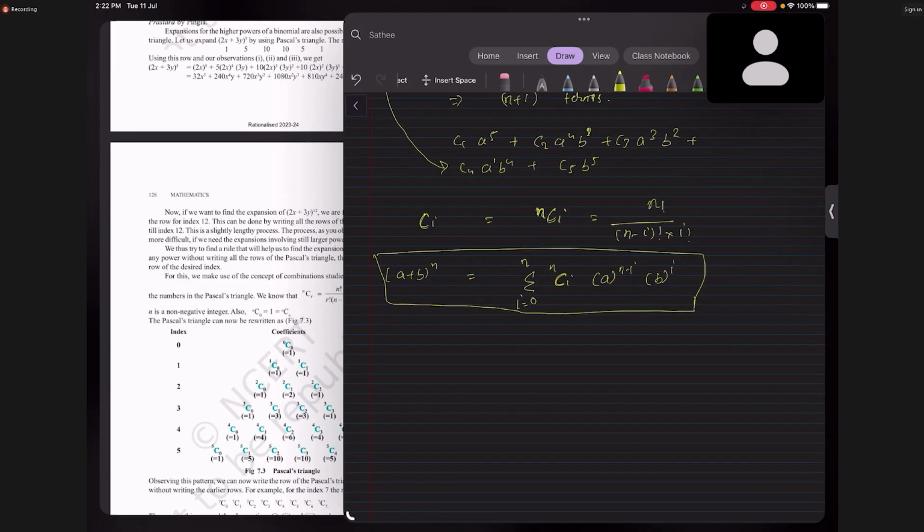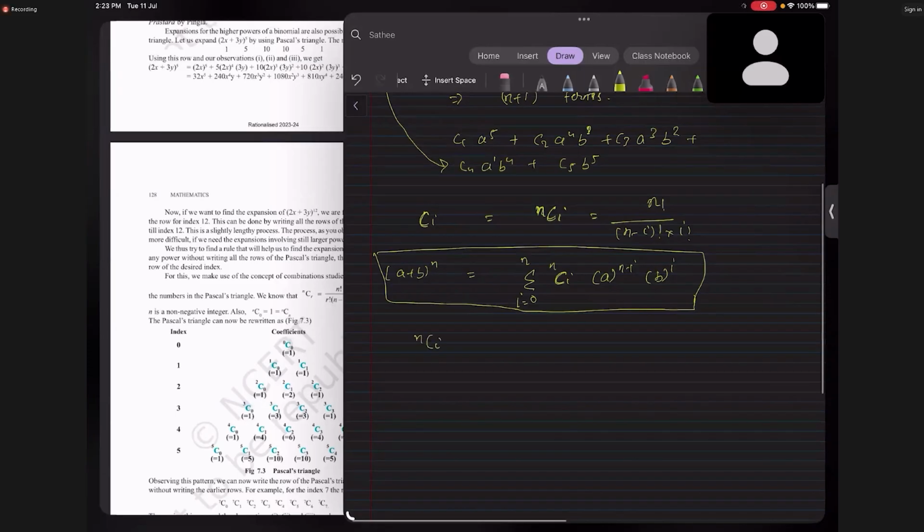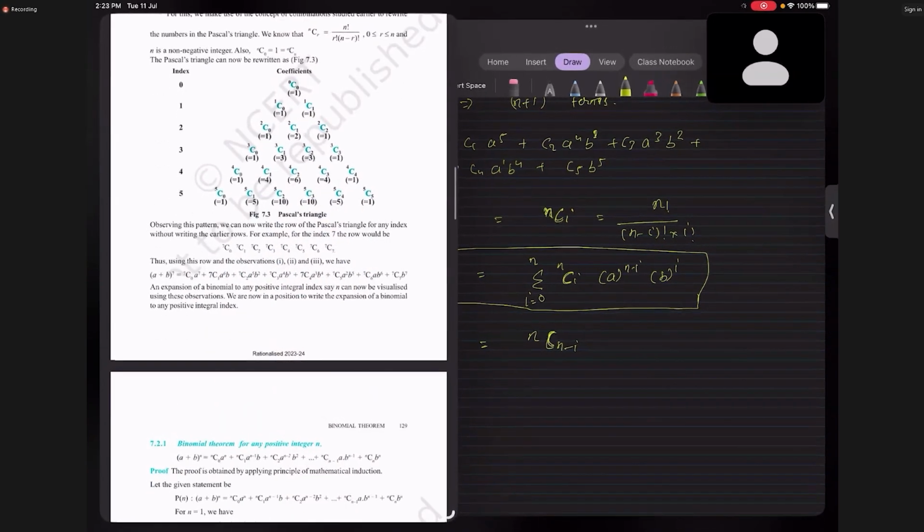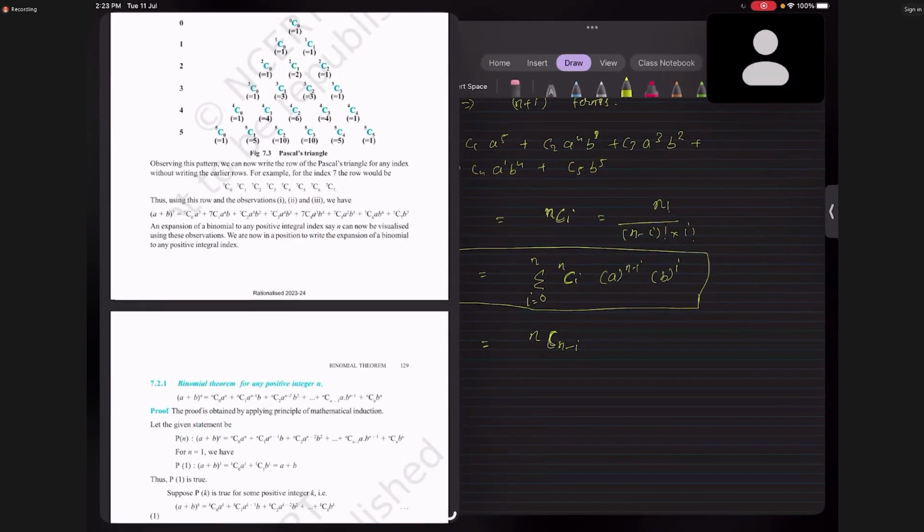You are already familiar with the concept of permutation and combination, how to expand nCi and what the properties of nCr are. Like you know that nCi is equal to nC(n minus i). This is also a property, and there are some other properties that you must have learned in the chapter on permutation and combination. So we'll also be revising those properties here as well.